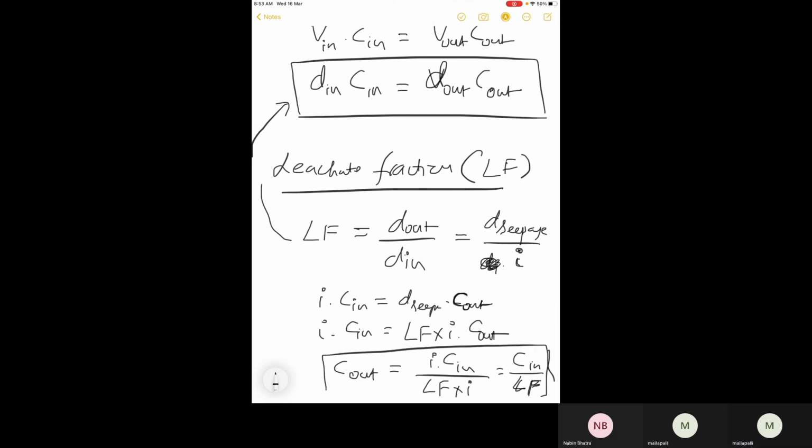Okay. So LF can be used to find out how much water to be applied, knowing the drainage capacity, or let's say the coefficient of drainage. I'm going to talk about that, what is coefficient of drainage. And also that can be used to find out the concentration. Okay, so remember this.